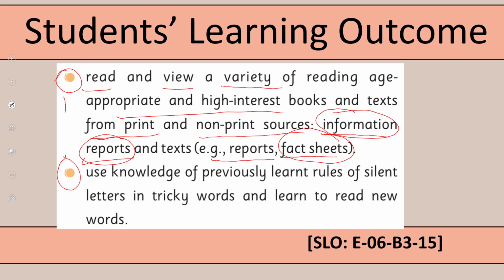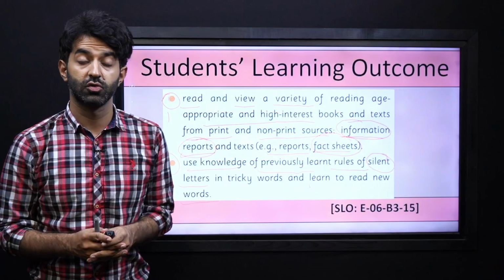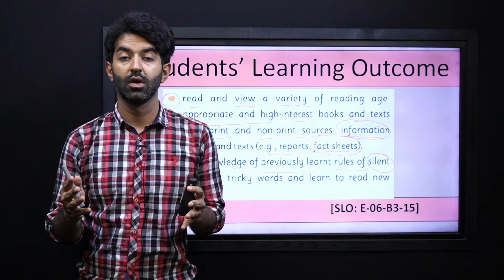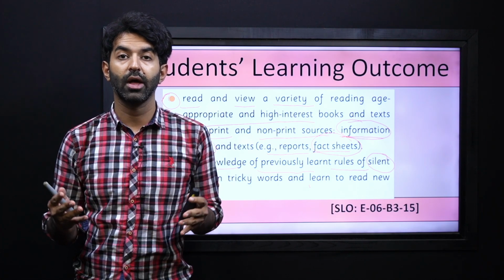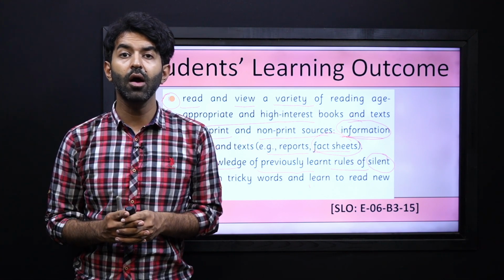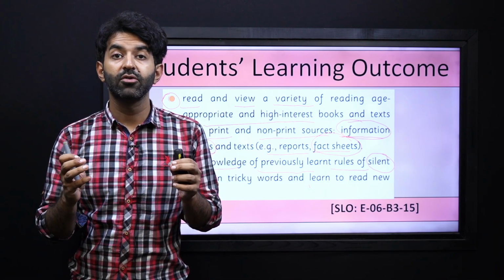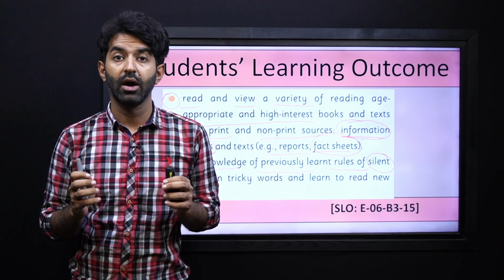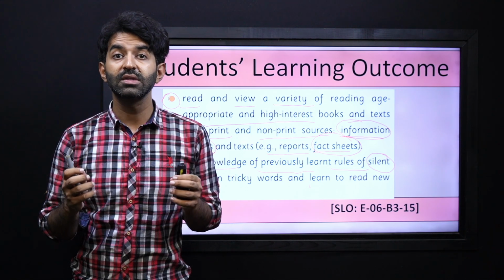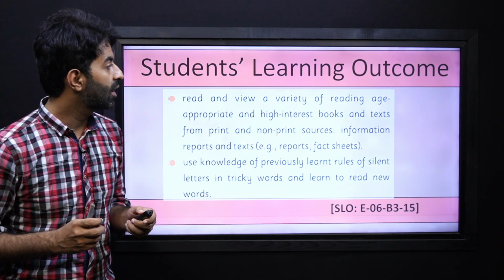The next part of our students' learning outcome is: use knowledge of previously learned rules of silent letters in tricky words and learn to read new words. These are our two students' learning outcomes. First, we will see what a fact is, what an informational report is, and what a fact sheet is. Then we will see how we can correctly read our texts and lessons, including silent letters. Now, let's begin our lesson today, students.